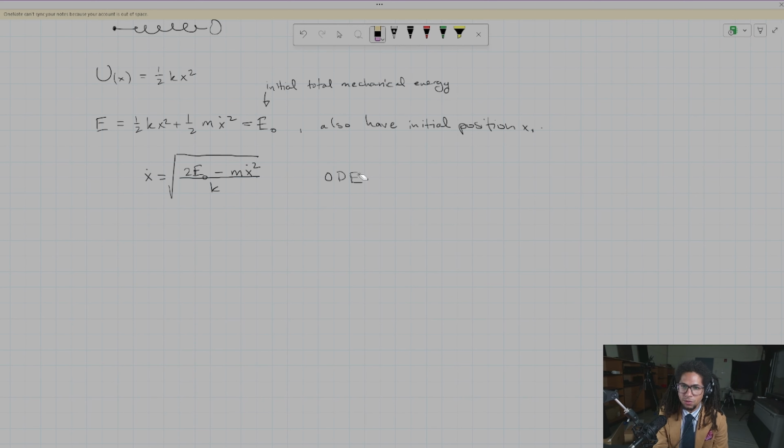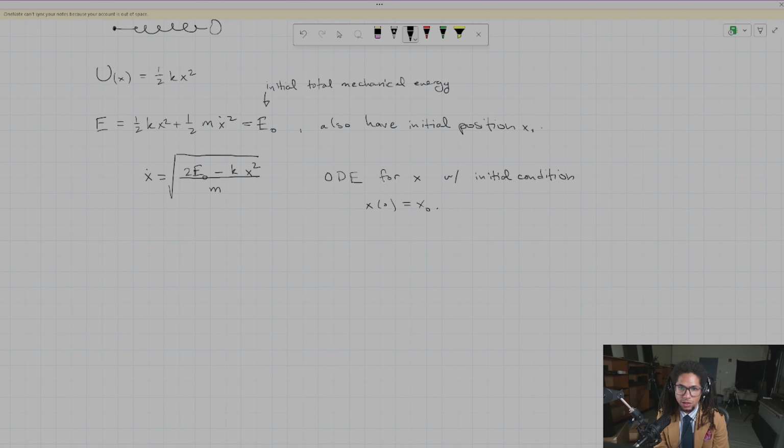Oh, and that shouldn't be an x dot, that should be an x. And this shouldn't be a k, that should be a k, and this should be an m. Error there. Anyway, ODE for x with initial condition x of 0 is equal to x naught. Remember that a first order ODE only needs a single initial condition.